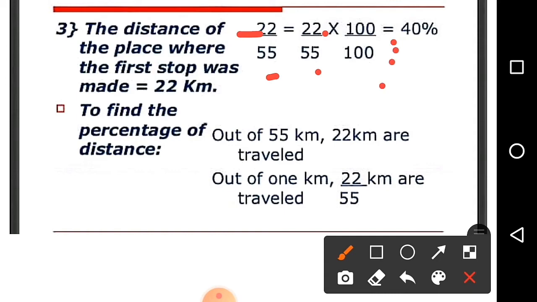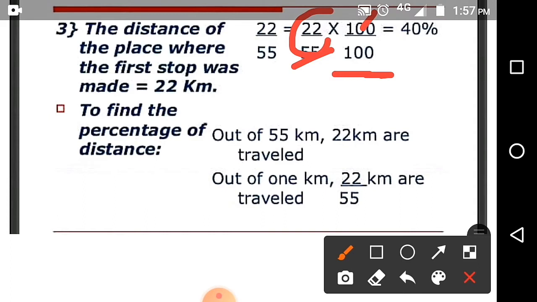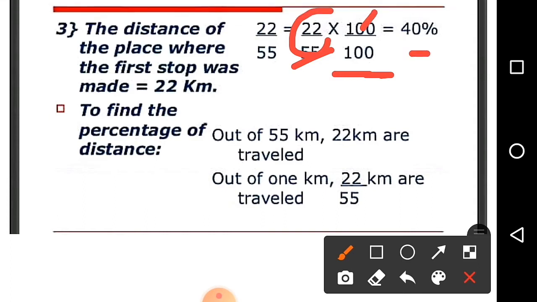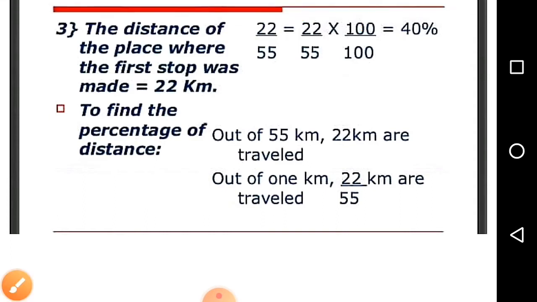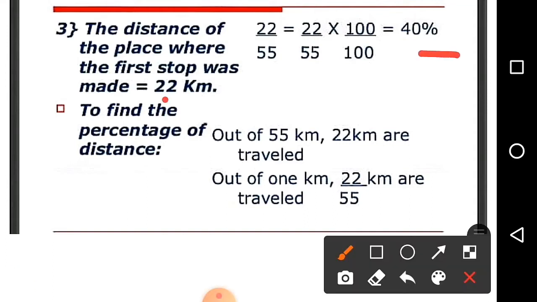Now this 100, we don't have to cancel. Okay, we are converting into percentage, so this 100 you don't have to cancel. You have to cancel this with this 100, and after cancellation and then multiplication with 22, your final answer will be 40%. So you will get 40%. So 40% of the distance is covered at 22 kilometers.